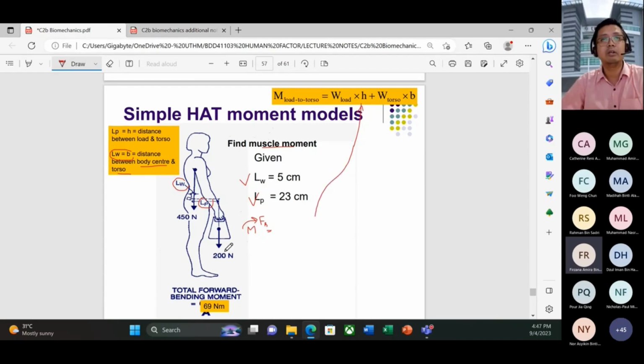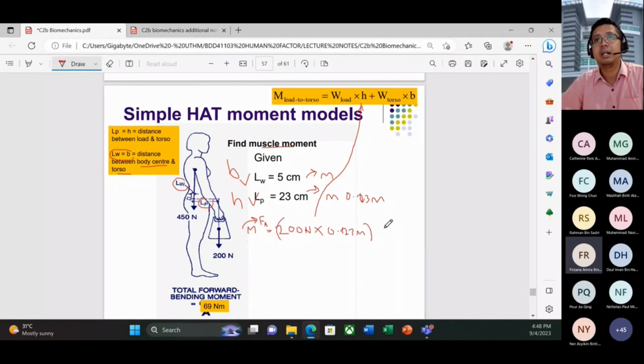So what is the weight of the load that we have here? 200 Newton, right? Okay, 200 Newton, times the distance. Distance LP or distance LW. So we need to look at LP, the distance between the load and torso, the hash. So the hash we consider as LP, and B will be here. Convert to meter. Why do we need to convert to meter, doctor? Because we want to find our Newton meter. If we convert to meter, we will get 0.23 meter. Okay, bracket here.